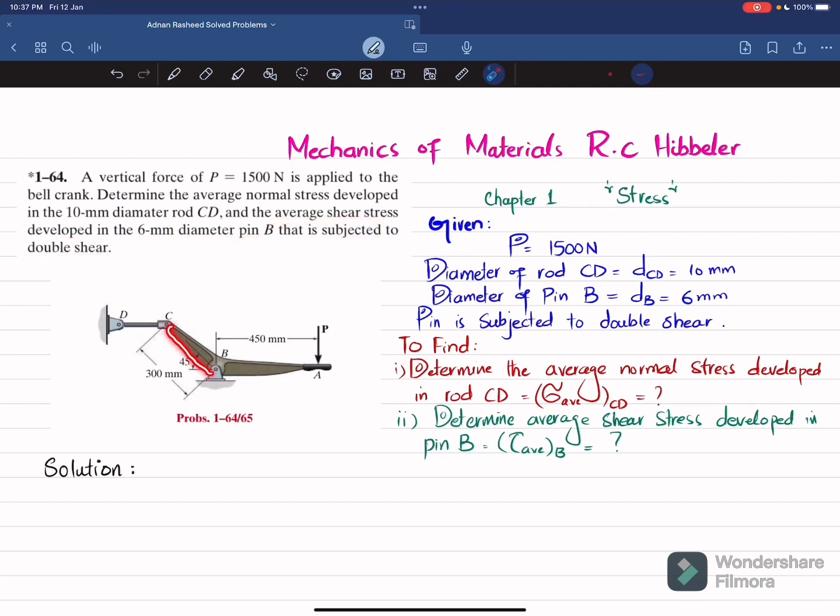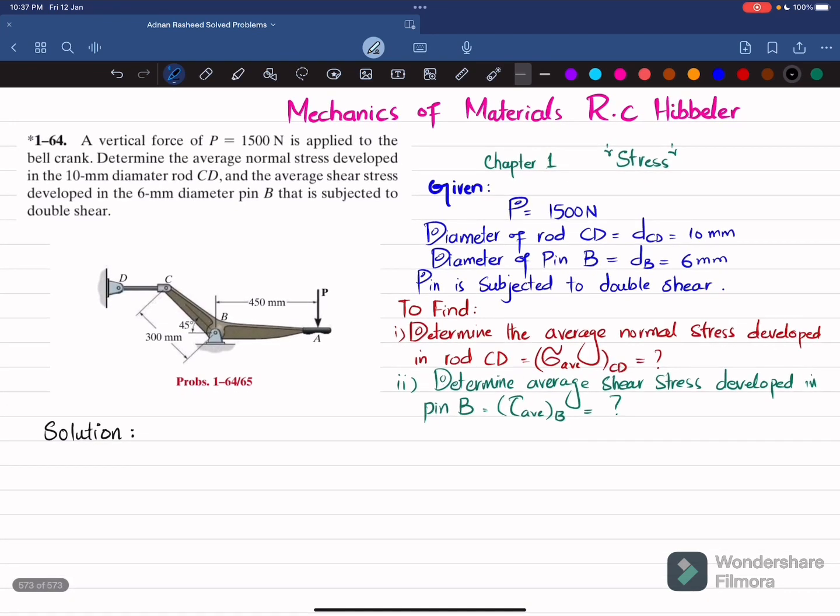So you can see this is the bell crank which is applied a load of 1500 Newton, and this is the rod CD which is used to support this bell crank, and there is a pin support at point B. So this pin has a diameter of 6 millimeter, while this rod CD has diameter of 10 millimeter. So you have to find the average normal stress in this CD, and there is a pin. You have to find the shearing stress in that pin. So let's start with the solution.